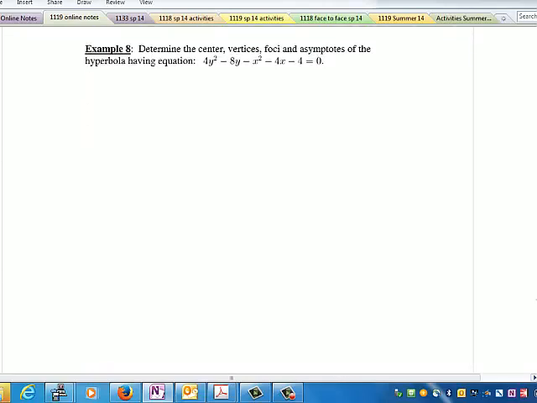Last one, again, we need to complete the square two times, one for the y group and one for the x group. So completing the square twice, so that we can get the information we want. So we have it in the standard form first. We want to factor out the 4 from the y's.